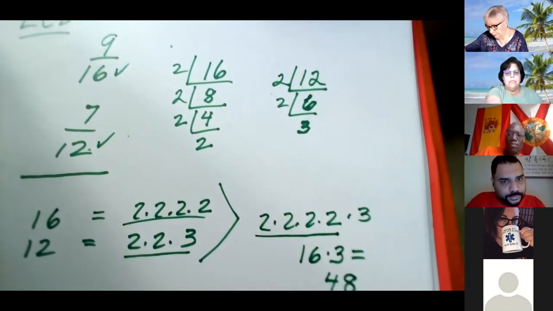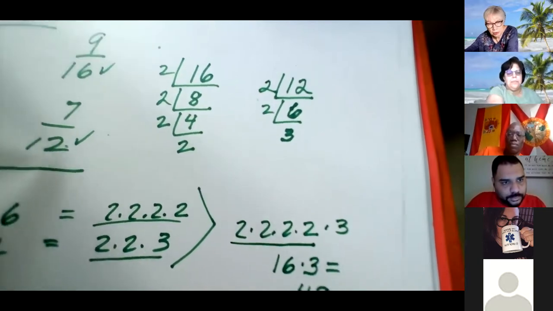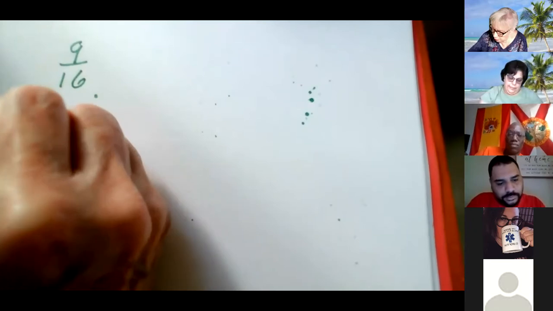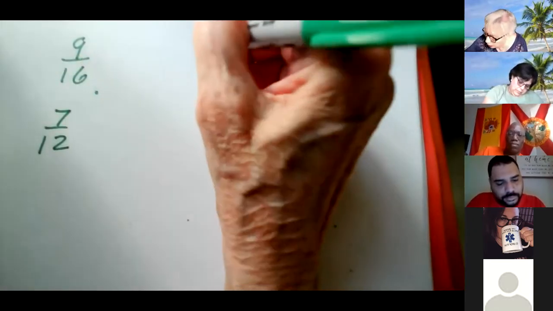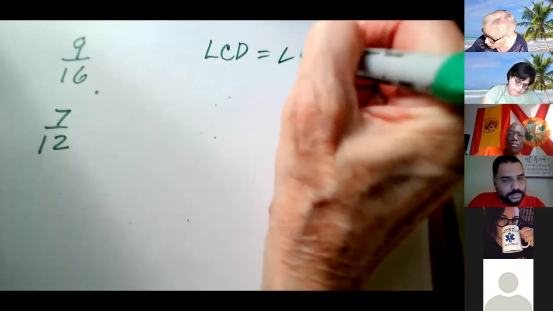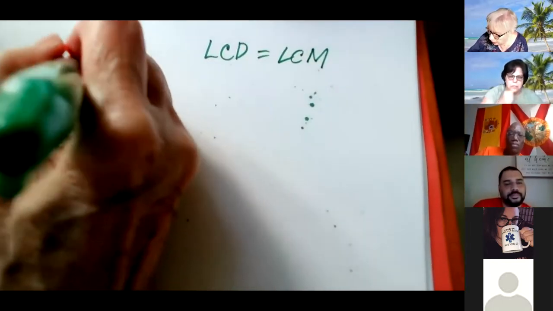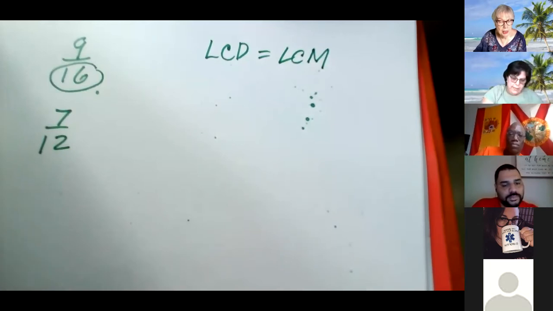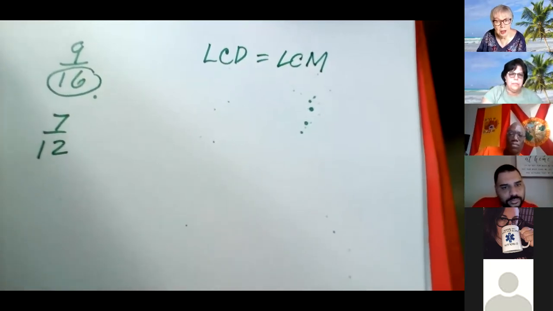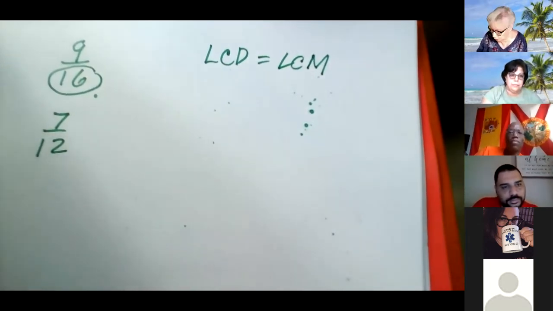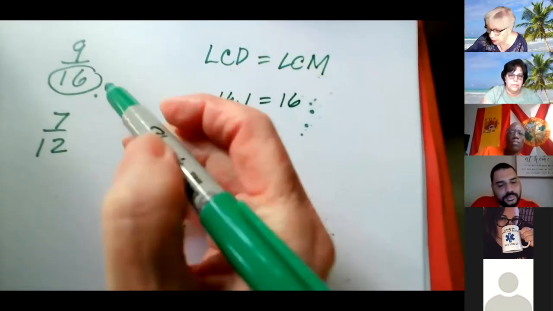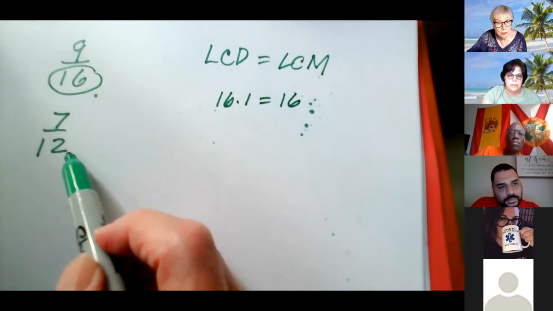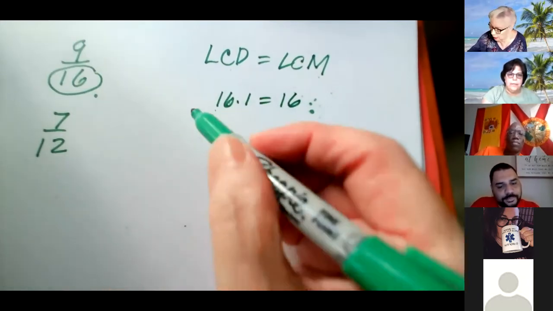Now, I'm going to take those same two numbers, 9 over 16 and 7 over 12, and I'm going to do it with multiples. So we want the lowest common denominator or the least common multiple. I'm going to do multiples of 16. This is another approach that should work. 16 times 1 is 16. Of course, 16 is not going to work for 12. 12 can't go into 16.